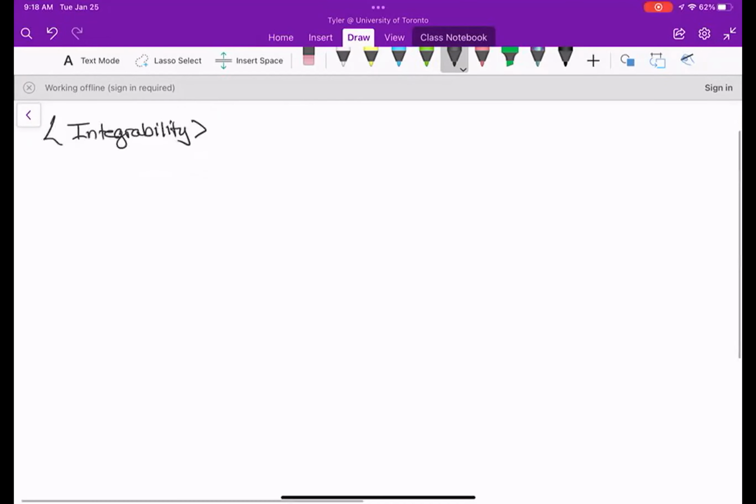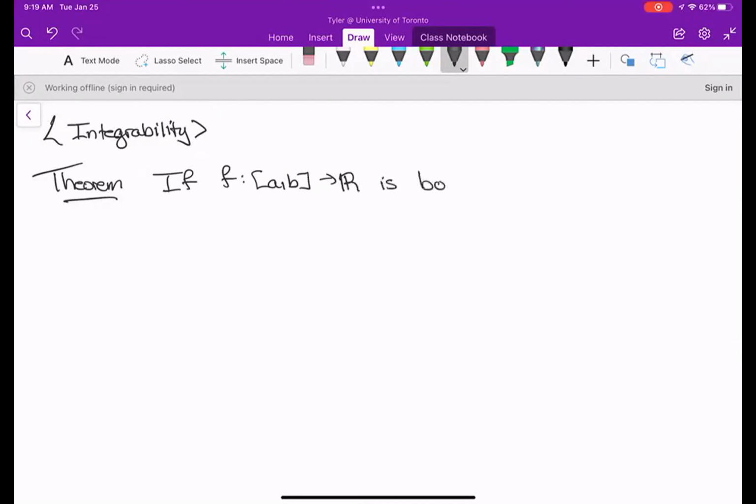All right, so we're just gonna rattle off a couple of theorems almost immediately. So the first theorem will be the following. If f is bounded, let's give it a domain, and monotone, then f is integrable.